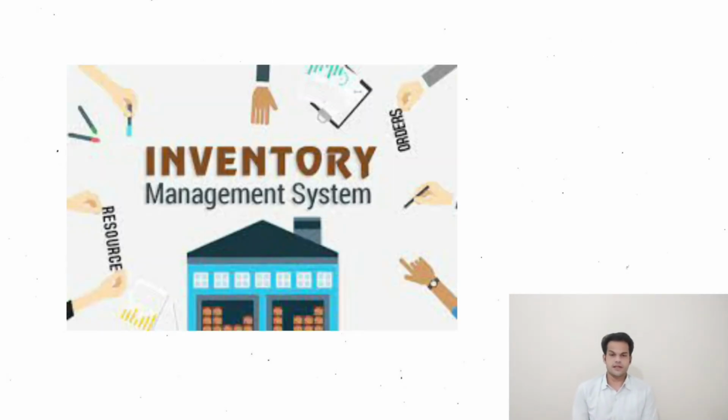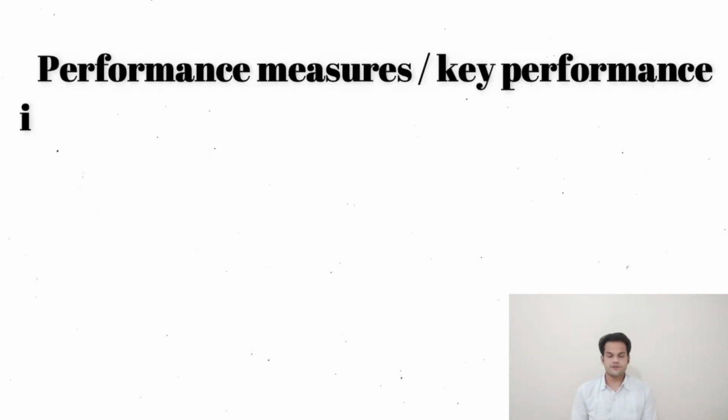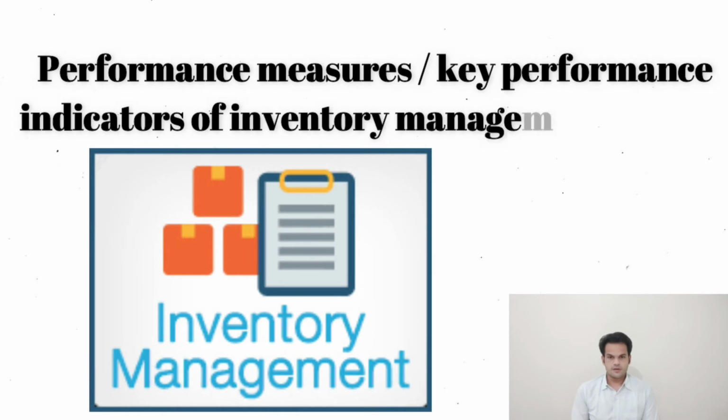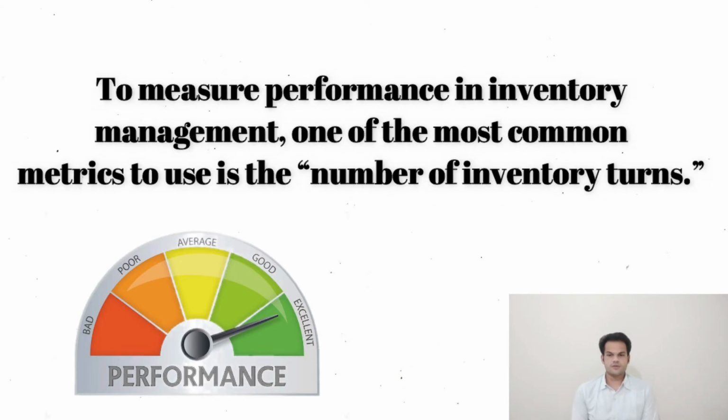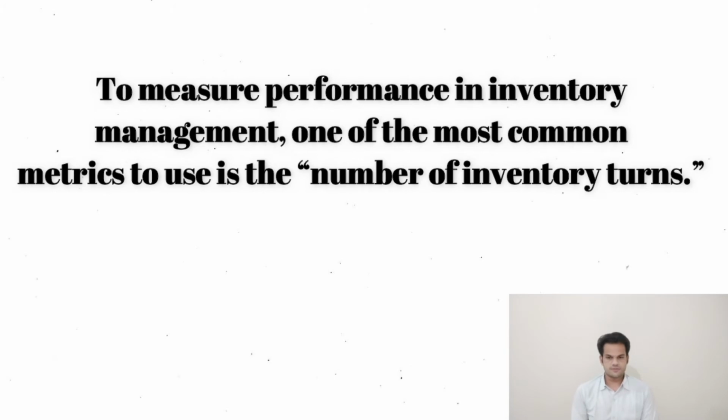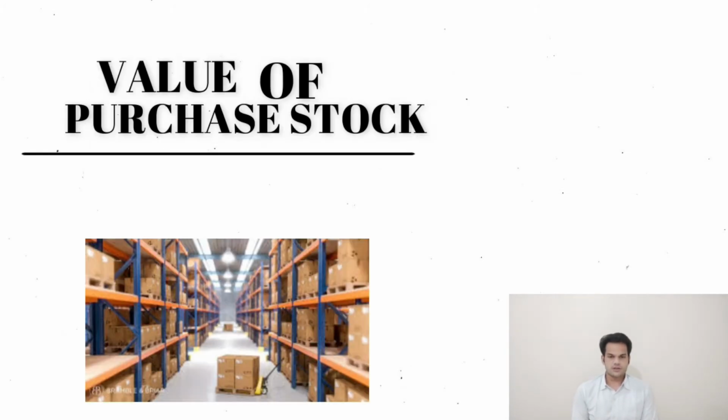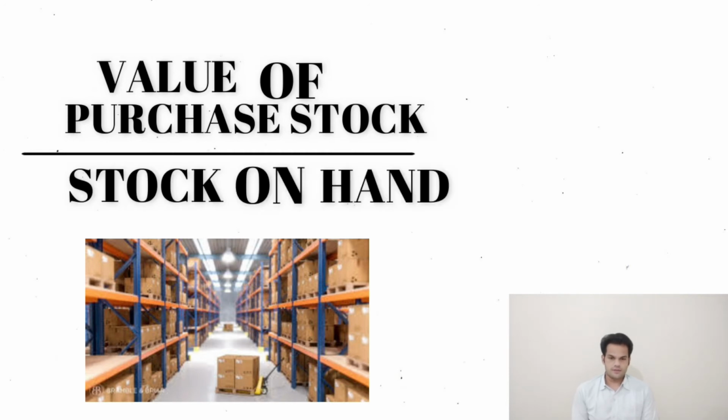Now let's move on to the next subtopic of inventory management, that is key performance indicators or performance measures of inventory management. First, inventory turnover. To measure performance in inventory management, one of the most common metrics to use is the number of inventory turns. This number is calculated using the ratio of the value of purchased stock to the value of the stock on hand.